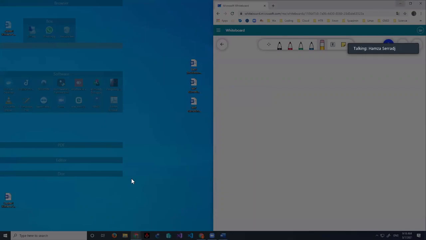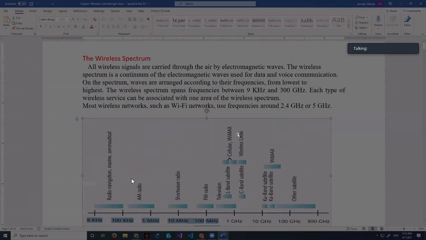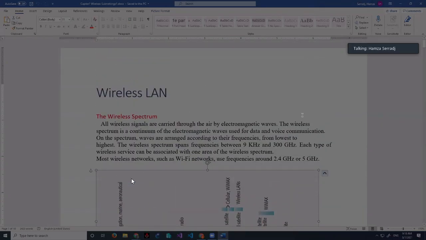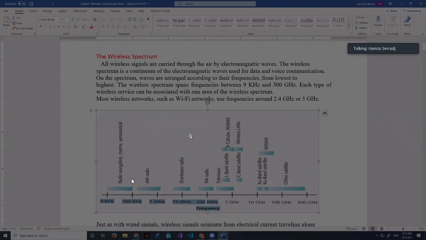Let's go back to the document. All right. So let's see what he's saying here. All wireless signals are carried through the air by electromagnetic waves. The wireless spectrum is a continuum of the electromagnetic waves used for data and voice communication. So even the voice, the phone, GSM, and all those things, right?